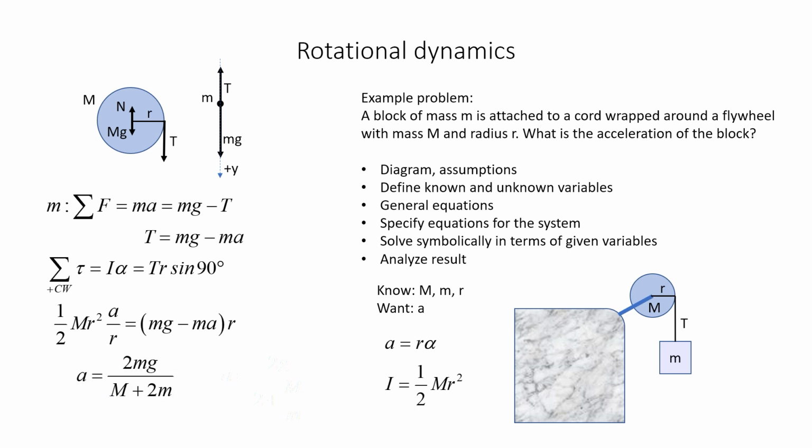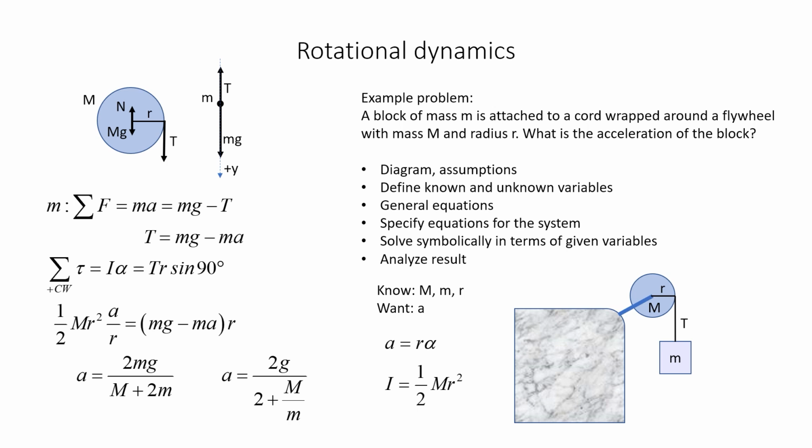Solving that equation for a, I get that the acceleration is 2 times mg divided by capital M plus 2m. I might want to look at a little different form for this for my analysis. If I divide through by little m, I get that the acceleration equals 2g over quantity 2 plus capital M over small m. This makes sense.